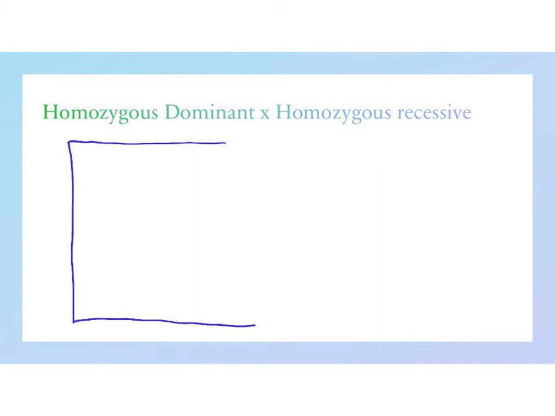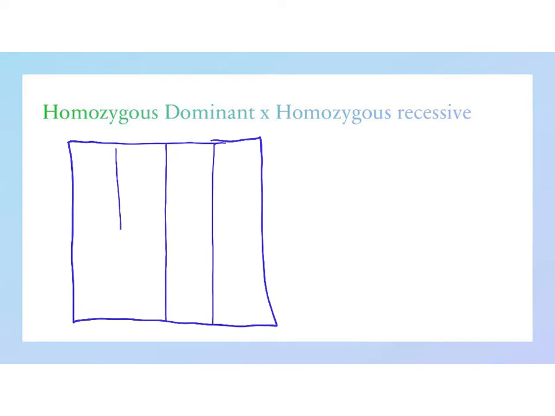The first thing I'm going to do is draw a Punnett square. This time, since it's a dihybrid, we're going to make 16 boxes. I start by dividing my box in half, and then I divide it in half again on each side, so I have 4 columns. Now I'm going to make 4 rows. By the time you've set up your Punnett square, you should have 16 boxes inside.